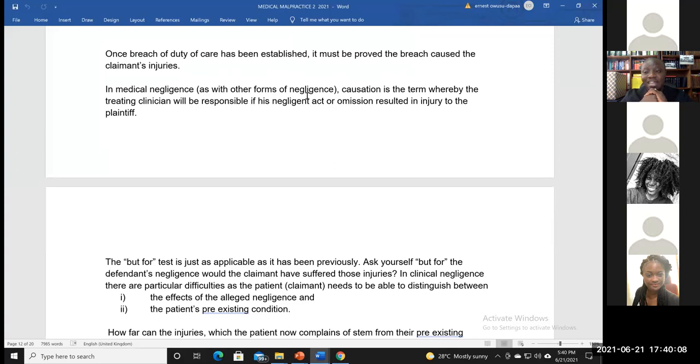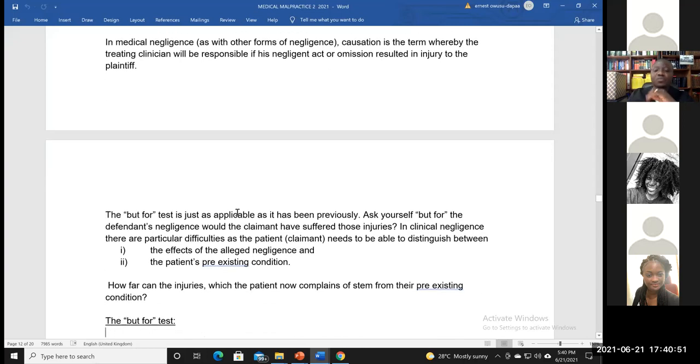But where you've also succeeded in proving that there has been a breach of the duty of care, you've still not finished. You need to be able to show that the injury you are complaining of was a result of the breach of duty of care, which you have established. And we know that the Bradford test is applicable, as we know from other torts of negligence. For that matter, you have to ask yourself, but for the defendant's negligence, would the plaintiff or claimant have suffered those injuries?